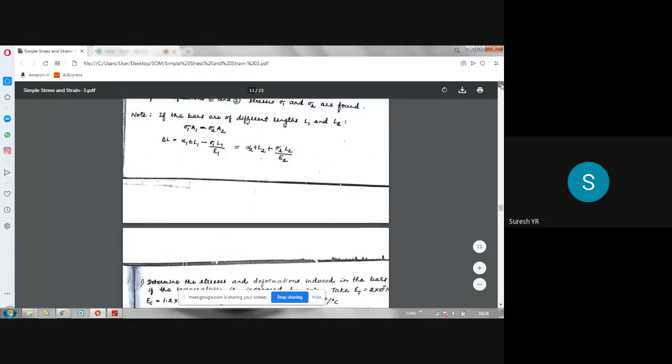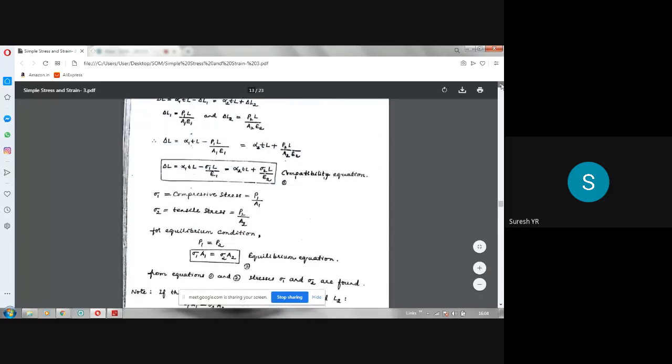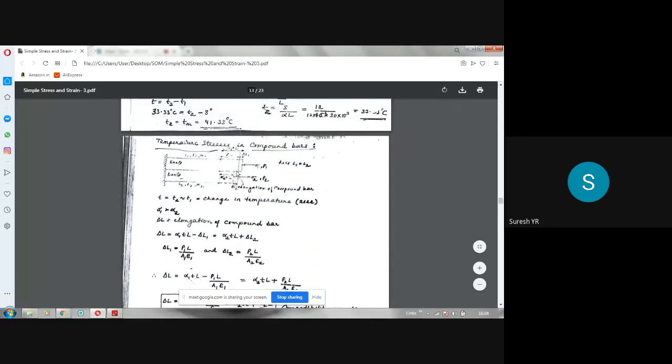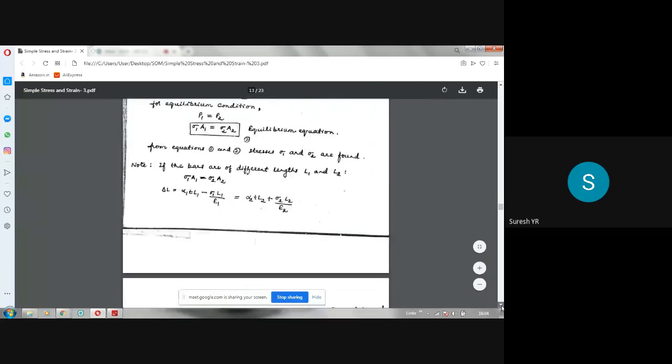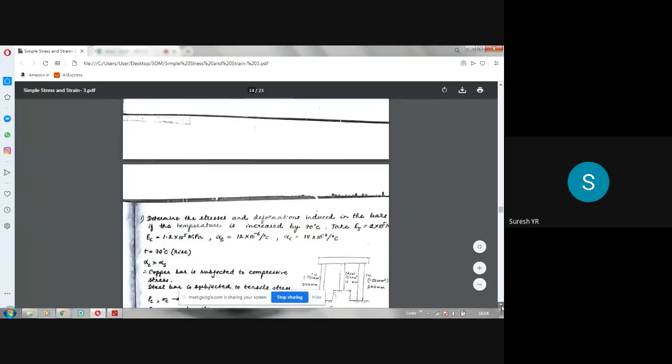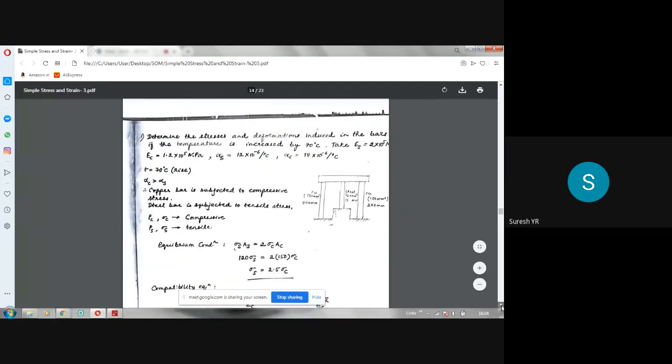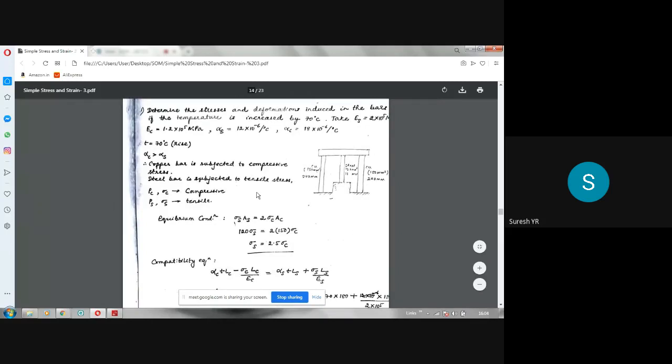See here in this diagram, now you can take the first one as copper, second one as steel. Since alpha is more for copper, this you can take as copper, this you can take as steel, like that. Okay. So naturally, this will be subjected to compression. This will be subjected to tension. That's what I have written here. So copper is subjected to compressive stress, and steel is subjected to tensile stress. This is subject to compressive stress.